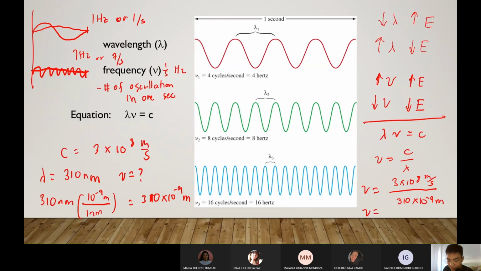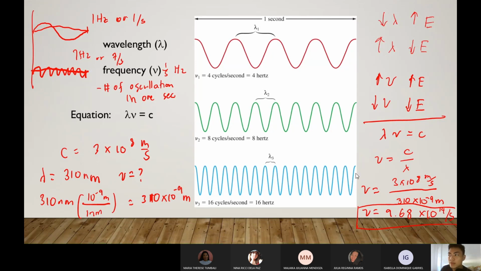Okay, so let's solve for nu. 3 times 10 raised to 8, over 310 times 10 raised to negative 9. So the frequency is 9.68 times 10 raised to 14 per second. Okay. So that is the number of oscillations. Ang dami, no? So it's more than billions, no? It's more than trillions of oscillations in 1 second.